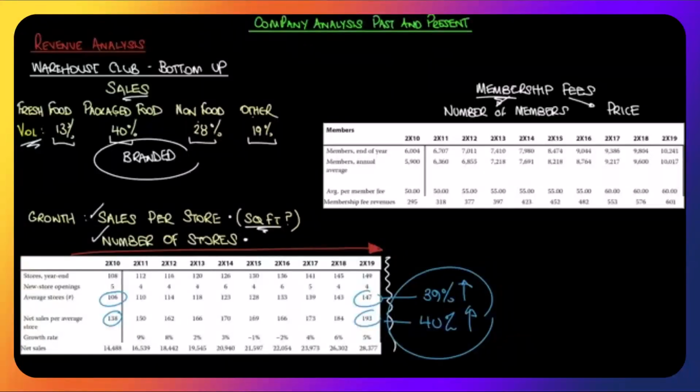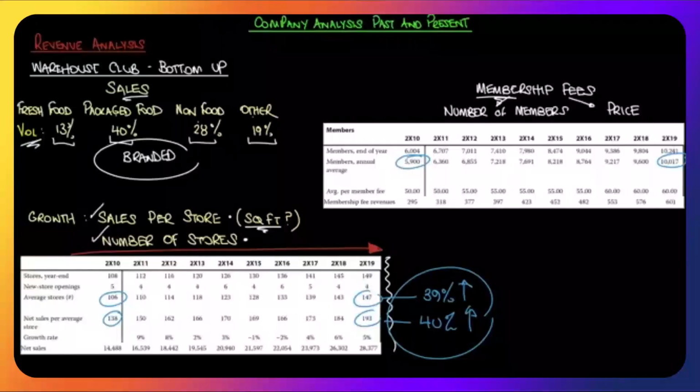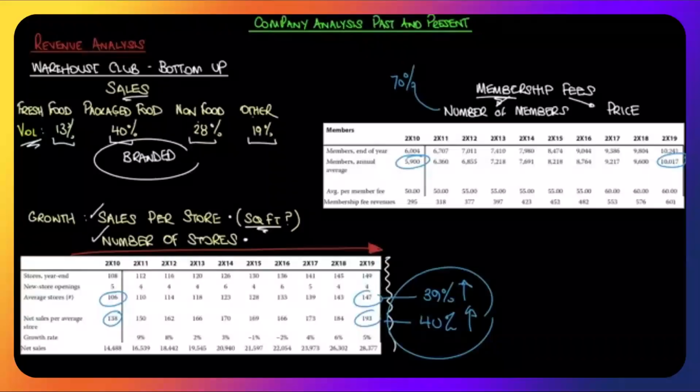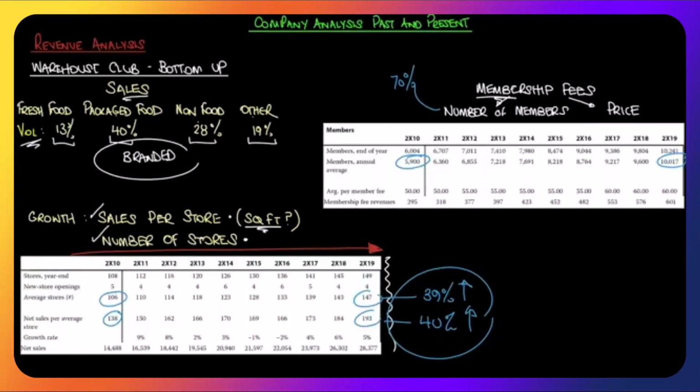Your other source of revenue, membership fees. What drives that? Two very obvious elements. How many members are there? And what is the price of a membership? So we have, first of all, average members for the year. Let's use the average. Went from 5,900 to 10,017. That's gone up by a pretty impressive 70%. Membership fee, $50 in 2010, $60 in 2019. I can do that math.